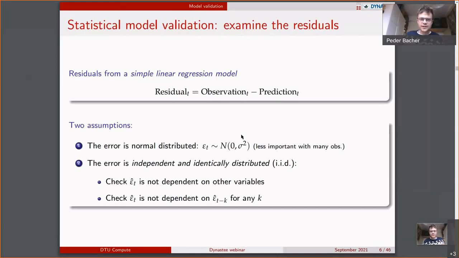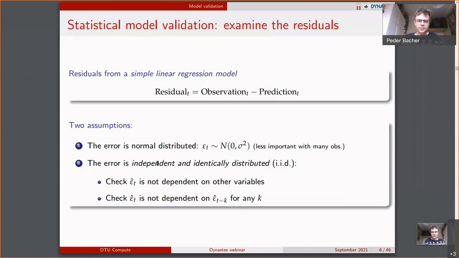And now we will investigate if the residuals live up to the two assumptions we have behind this regression model. The first one is that the error is normally distributed. So we say that the error follows a normal distribution with mean 0 and some variance. This normality is less important if we have many observations. Then we don't need to be that worried about the error being normally distributed.